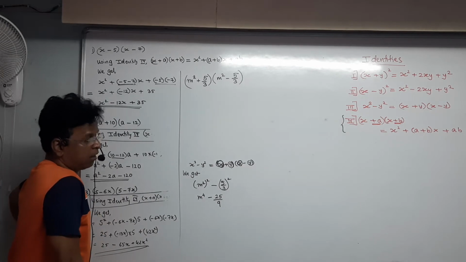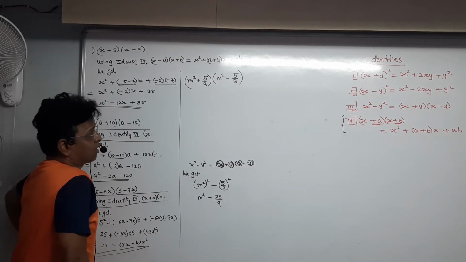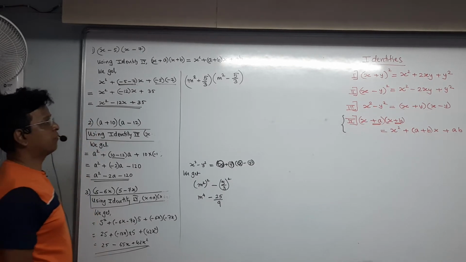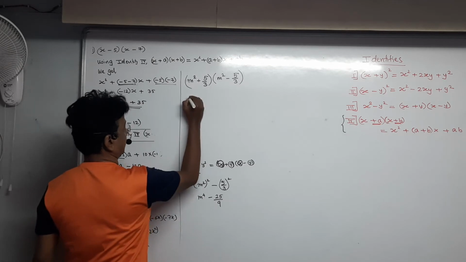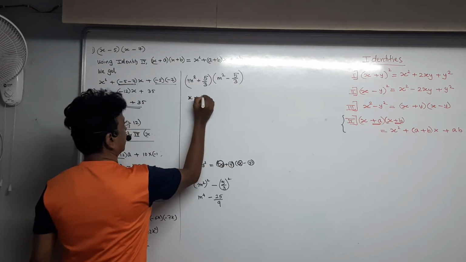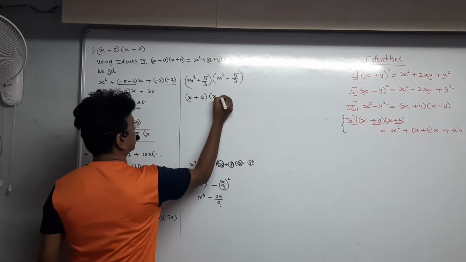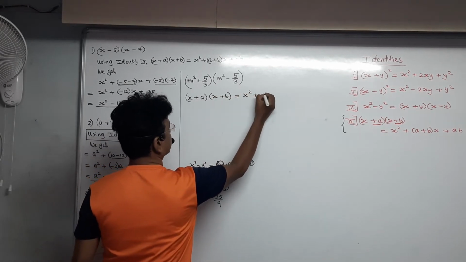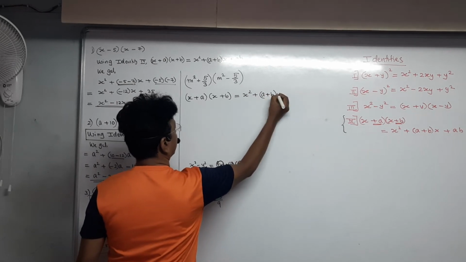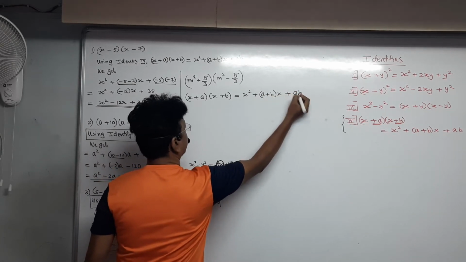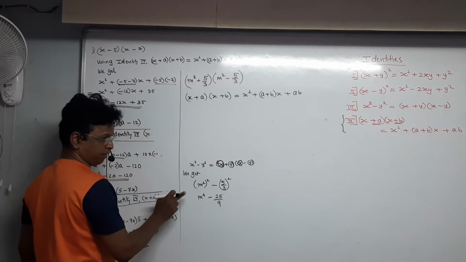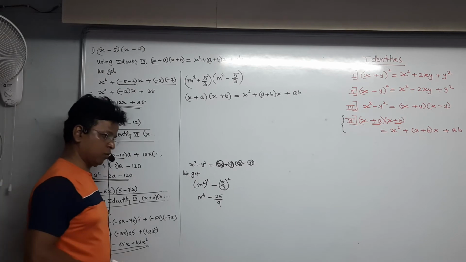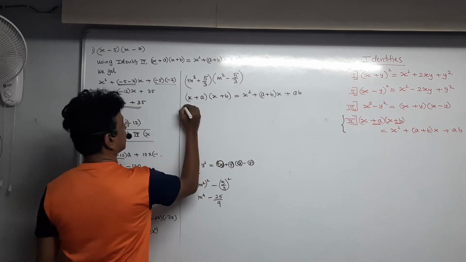Are you getting my point? But this I can do by this identity also. So if I use this identity where the first terms are same, x plus a into x plus b is equal to what? x square plus a plus b x plus ab. But it is always best to do with this identity. If this question comes in exam, go by this identity. Okay? So here what will we get?